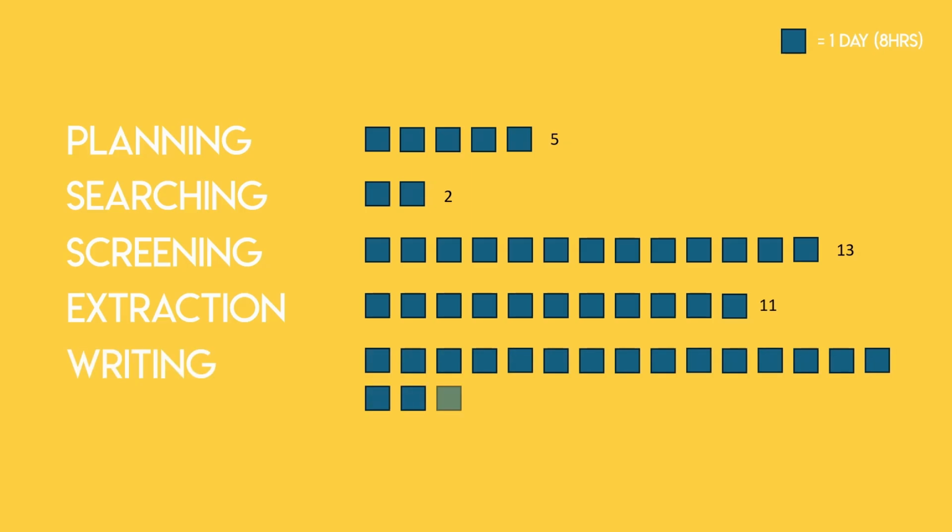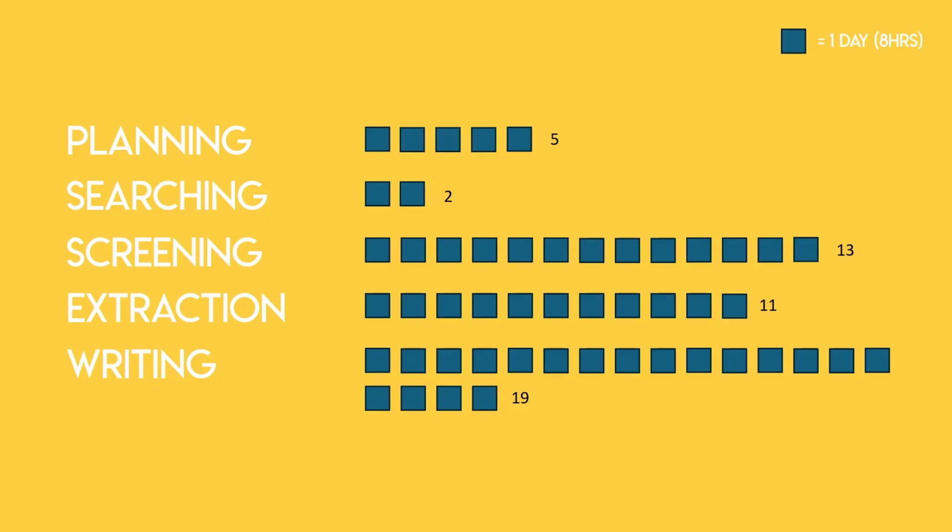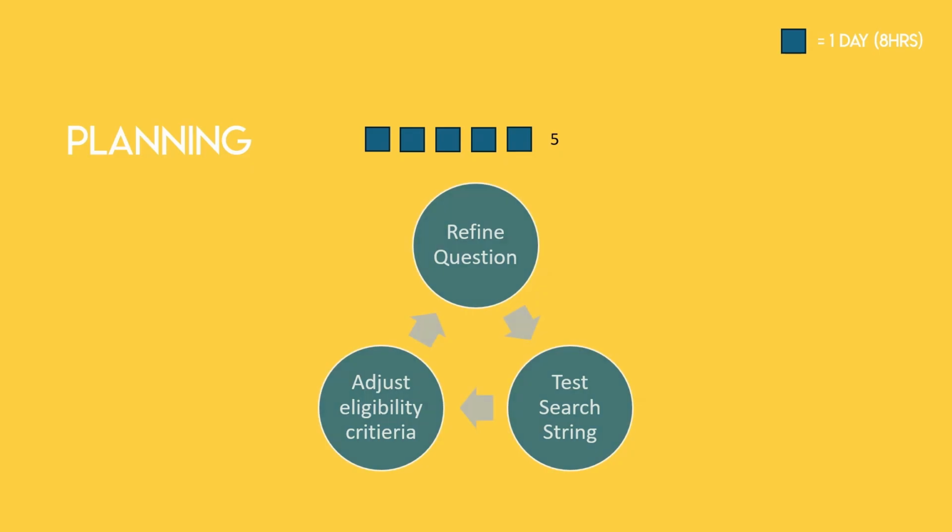Now on paper, it looks really linear and straightforward, but in reality, each of these stages comes with very different time demands. Planning was slow but important. I spent about 5 full working days refining the research question, testing search strings, and adjusting inclusion-exclusion criteria. It feels slow at the time, but the investment made everything else more manageable later, because when I moved on to searching, I was able to complete it in a single day with a very clear and focused strategy. Searching was fast, but only because of the amount of planning that I did.